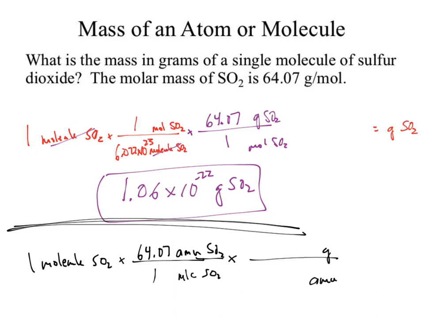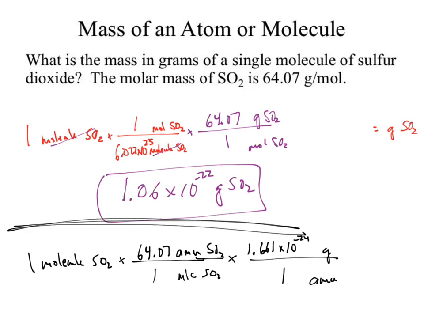No one remembered that? I don't blame you. 1.66 times 10 to the negative 24 grams is 1 AMU. It does the exact same thing, except instead of having Avogadro's number on the bottom, we do this mass conversion where it's in the numerator. We get the exact same answer. Questions?